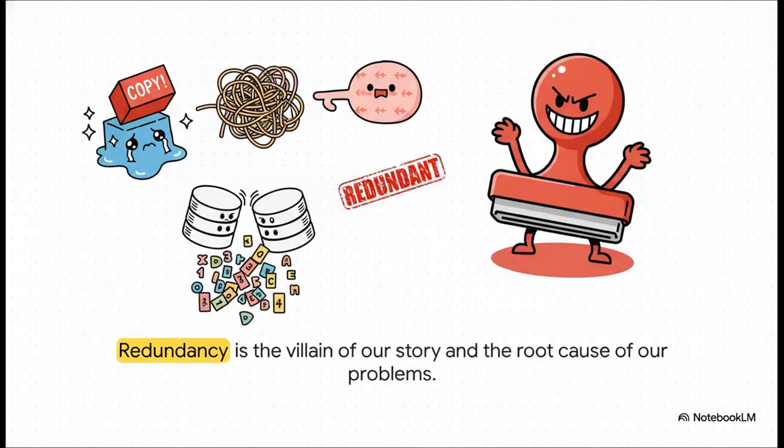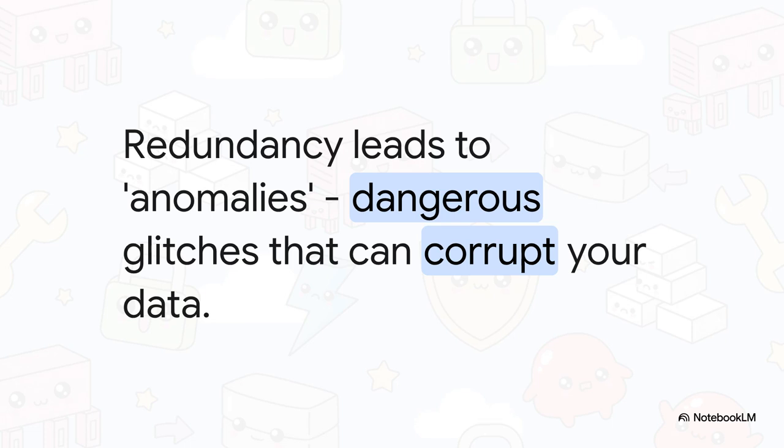And this repetition, it has a name. It's called redundancy, and it is the absolute villain of our story today. Now, it might seem harmless, maybe just a little bit of wasted space, but trust me, redundancy is the root cause of some really, really nasty data problems. In the world of database design, these problems have a specific name. They're called anomalies, and these are not just minor bugs. Oh no, they are dangerous glitches that can totally corrupt your data, make it inconsistent, and sometimes even cause you to lose information for good.